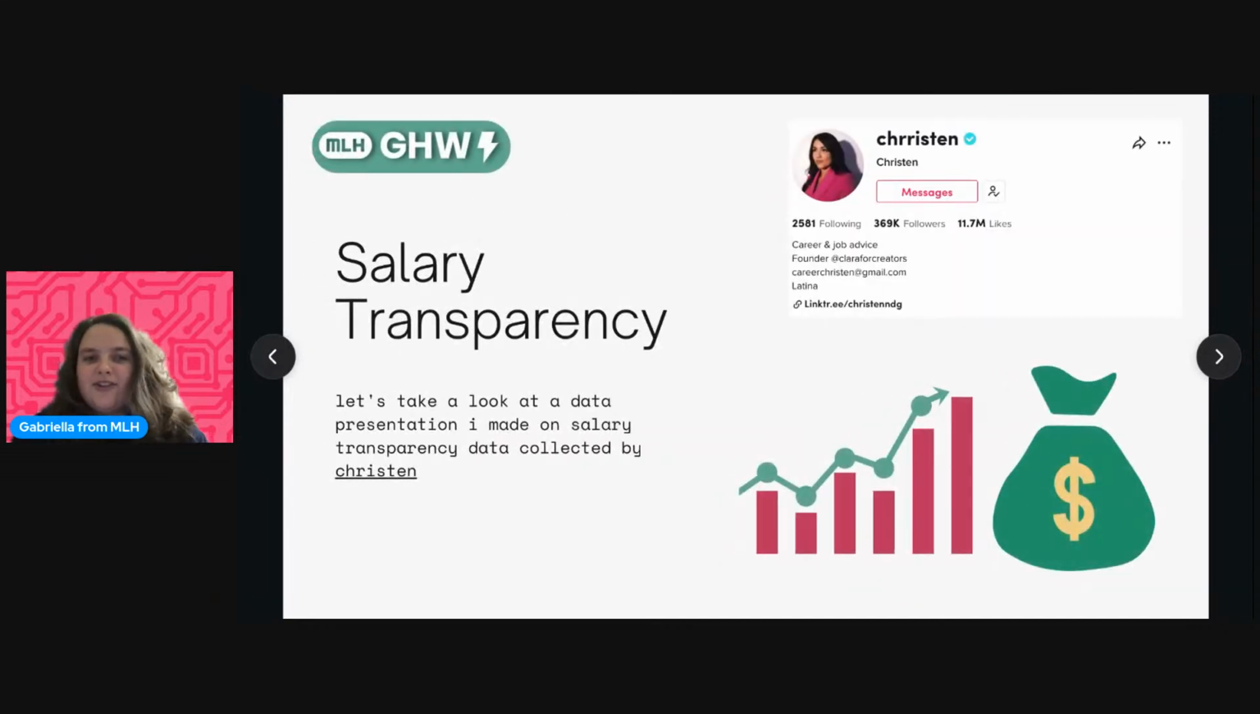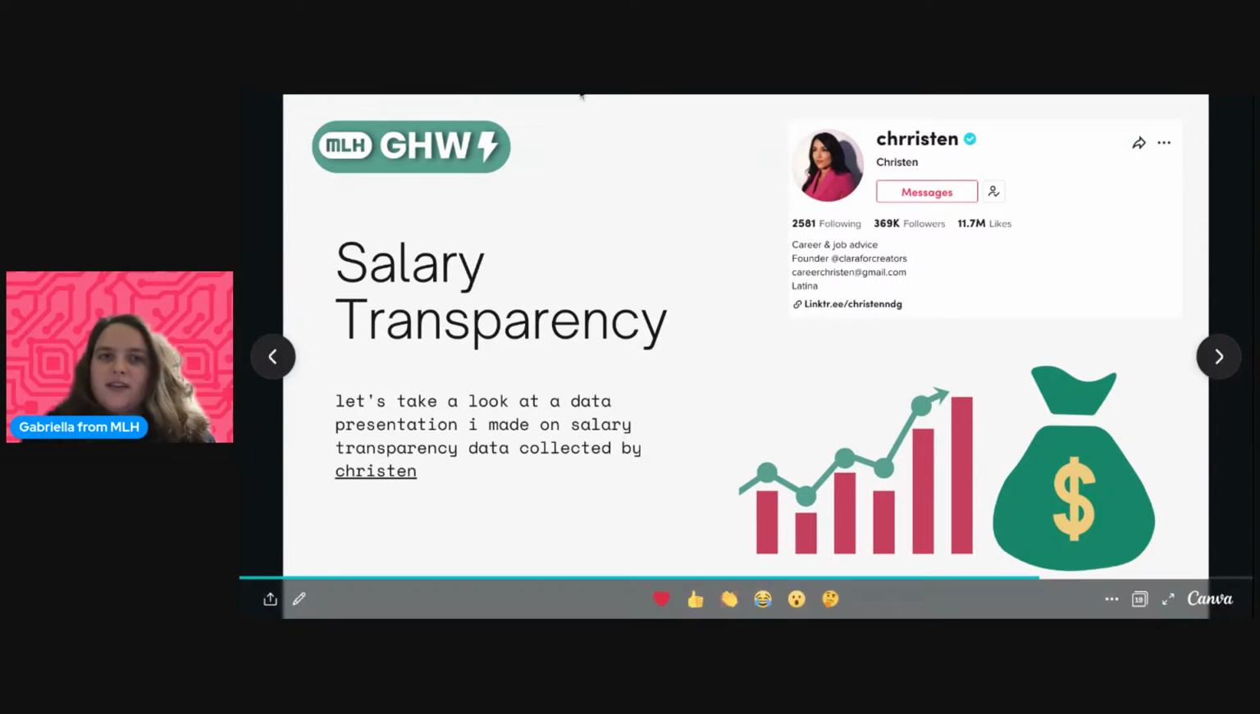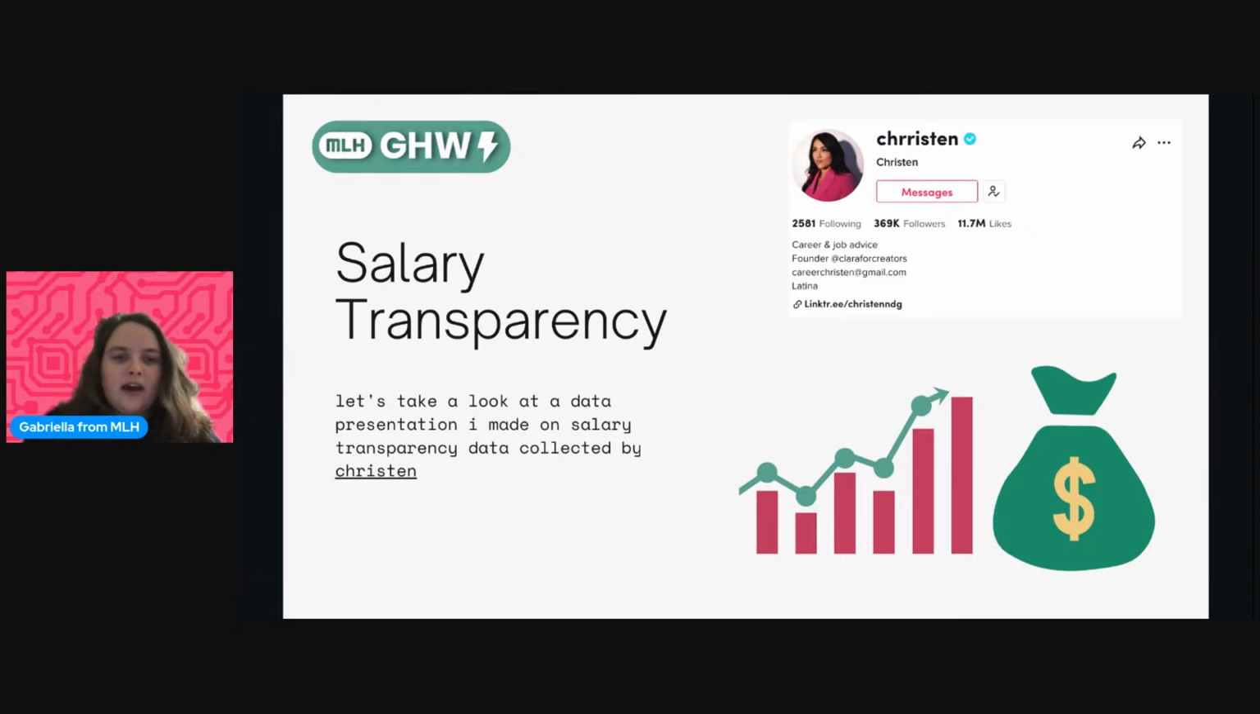I already went over this, is the salary transparency data contextualization. One TikToker gathered a lot of salary transparency data, and I created some data visualizations and some data context with it on this website. So I will switch over to that screen.